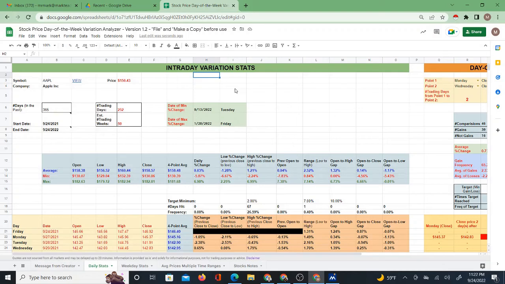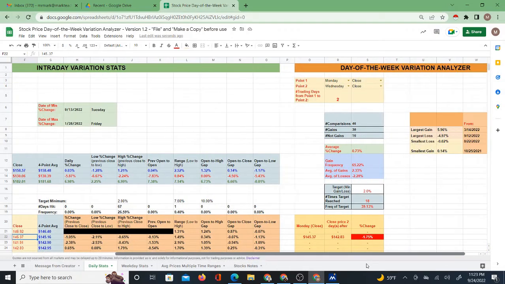So I created this Google Sheet to help analyze variation in prices in stocks. Now, one thing you can look at is called the intraday variation, where we're actually going to look at the differences between the open prices, low, highs, and close prices within a day or from the previous day compared to the current day, from one day to the next.